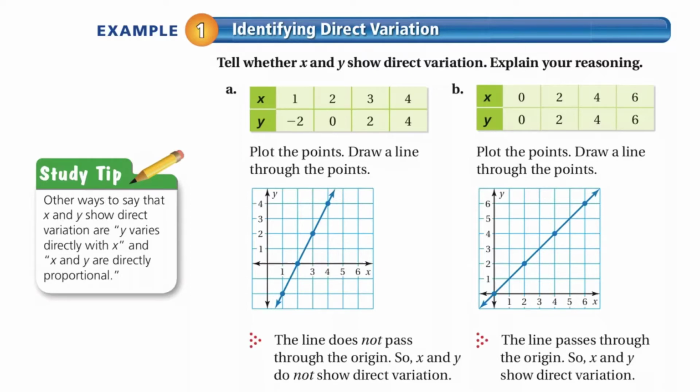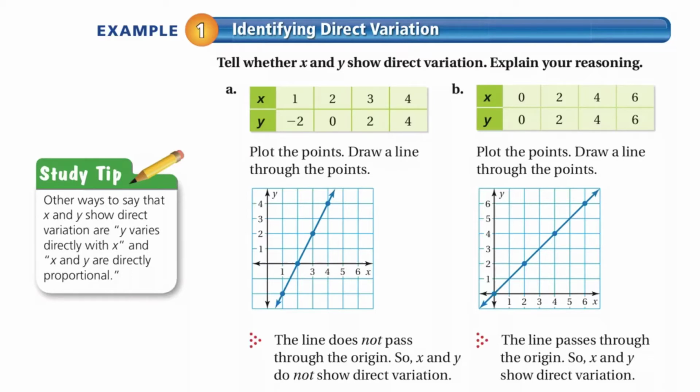When they plotted the points for A, you can see that that line does not pass through the origin. So we would say that they're not proportional, but for this section, we're going to say they do not show direct variation because they don't go through 0, 0. We could tell that just by looking at the graph because the second point there, 2, 0, goes through y at 0 when x is 2. And we need it to go through when y and x are both 0.